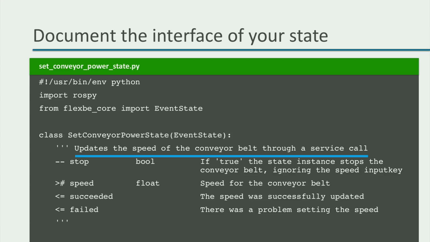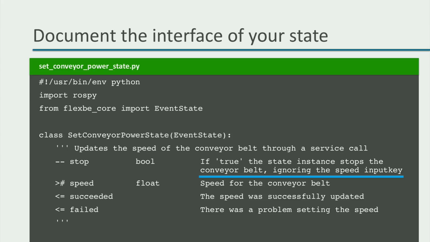First, the type of the element. In this case, 2 dashes mean that this is a parameter. Then, the name of the element, stop in this case, and its type, a Boolean. Finally, a description. In this case, the parameter stop is used to indicate if a particular instance of SetConveyorPowerState will stop the conveyor belt independently of the speed sent to it, or will do otherwise.